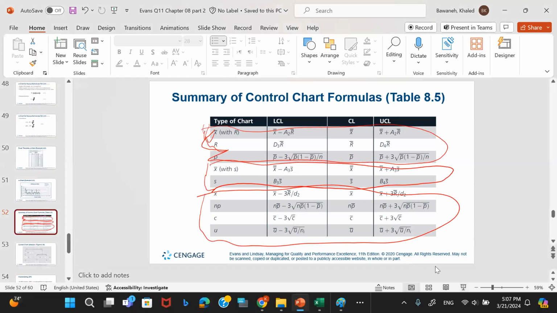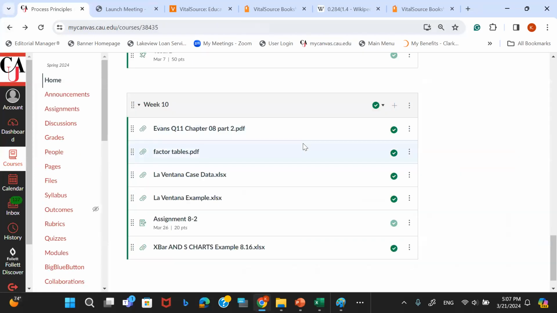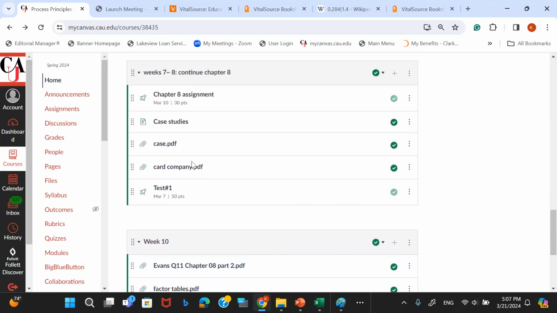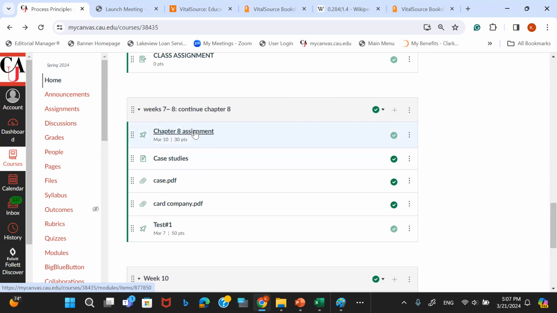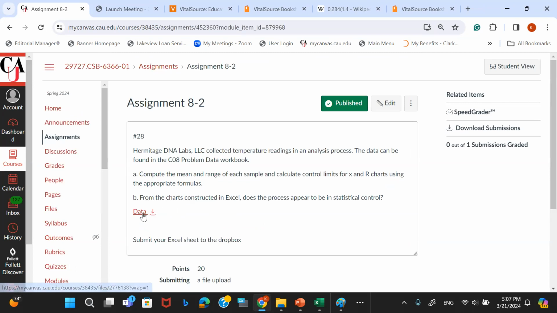I think we are done with chapter 8. We had been covering chapter 8 before the break. We had one assignment, and there is a small assignment here. Do it. For this assignment, I put the data for you here. You need to calculate the X bar and R, and then find the X double bar in Excel, of course.